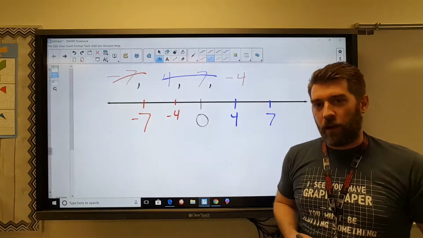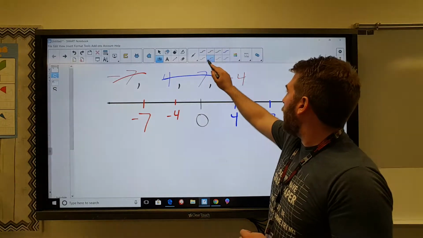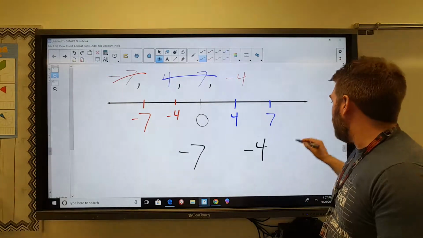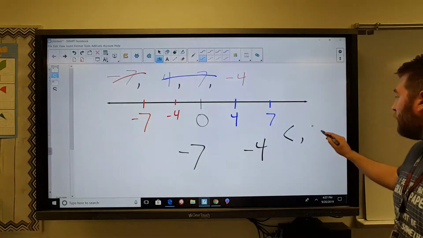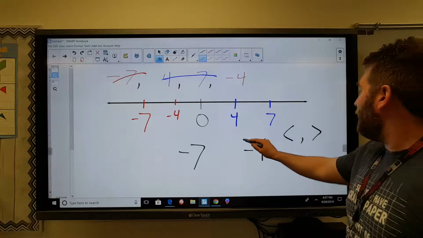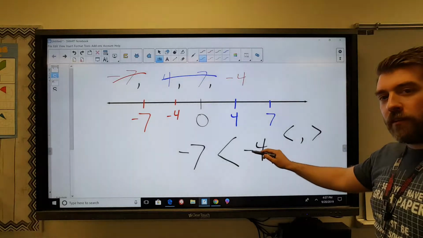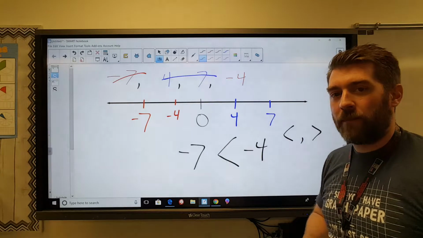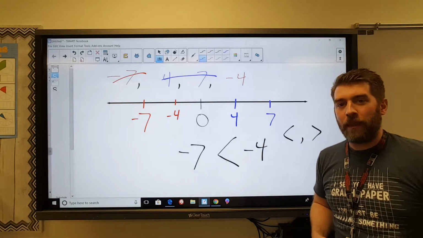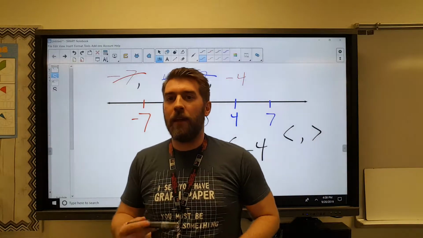Now, where some of the confusion comes in with these negative numbers is, which one of these is greater? If I asked you to say -7 and -4, and to use the less than or the greater than symbol, which one would you use? In this case, you would say -7 is less than -4. -4 is the larger integer when you compare it to -7. Or another way to say that is -4 has the greater value. That's where a lot of the confusion is coming in. So let's explain why -4 is greater than -7.